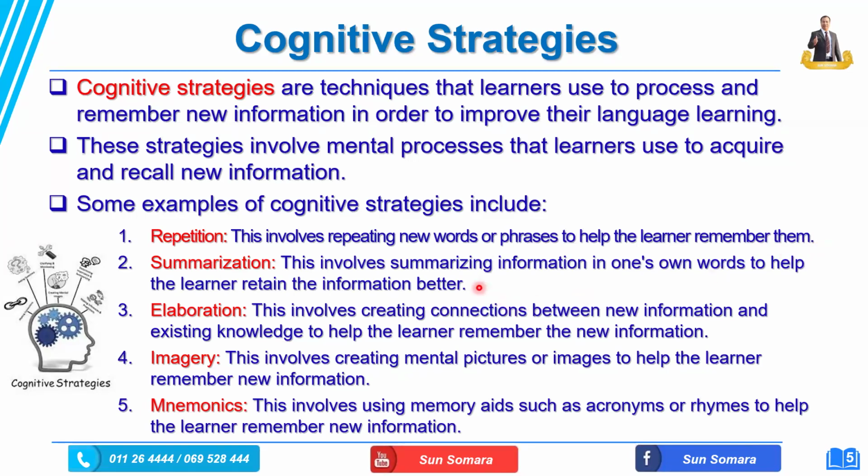2. Summarization. This involves summarizing information in one's own words to help the learner retain the information better. 3. Elaboration. This involves creating connections between new information and existing knowledge to help the learner remember the new information. 4. Imagery. This involves creating a mental picture or image to help the learner remember new information.